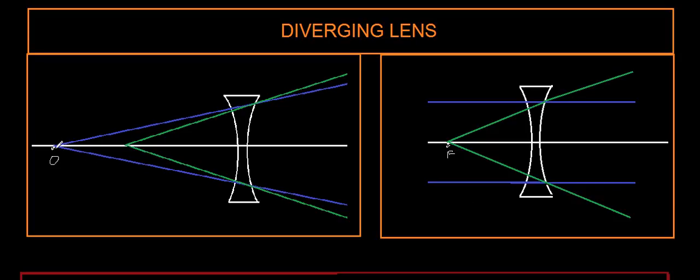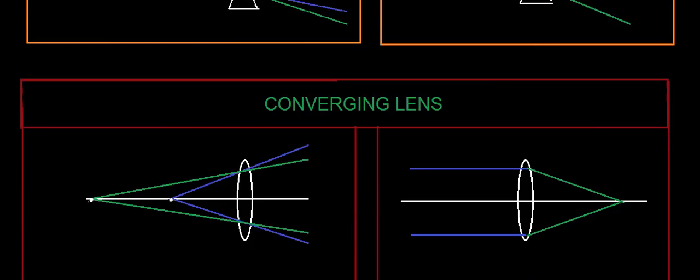Here the object is here, and if you want to get the image near the lens, then you go for a concave lens. The object is at more distance and you want to see the image near the lens, then you go for a concave lens.